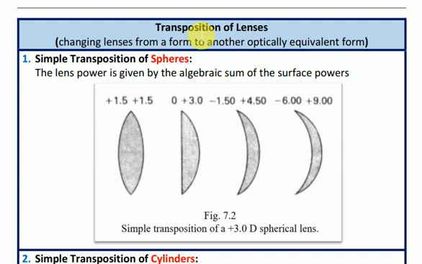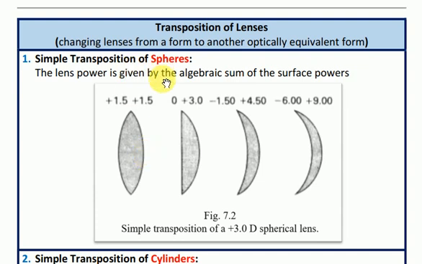During transposition, the lens prescription is changed from one lens form to another lens form, and both are optically equivalent forms. So this process is known as transposition of lenses. In transposition of lenses, there is simple transposition of spheres and simple transposition of cylinders, and then there is toric transposition. So there are three types of transposition.